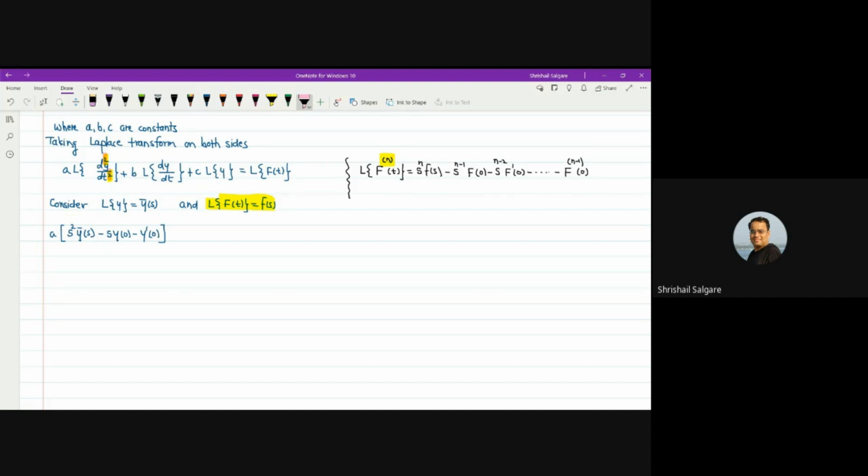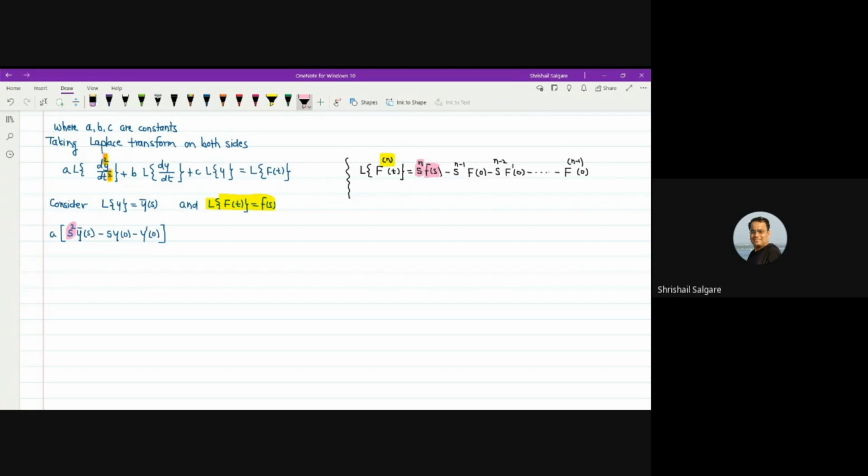What is the value of n means, which order derivative are you taking? Second order. Value of n is 2. So that's why you have to start with s raised to 2. Now next you have to multiply it by f bar of s, means f of t, its Laplace transform f of s, means f bar of s.